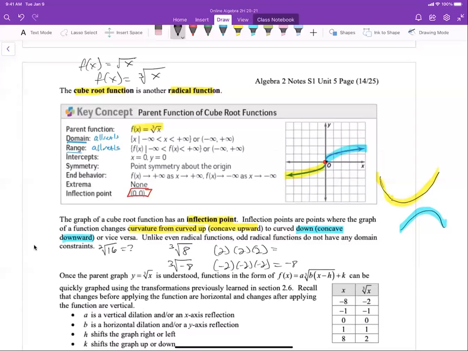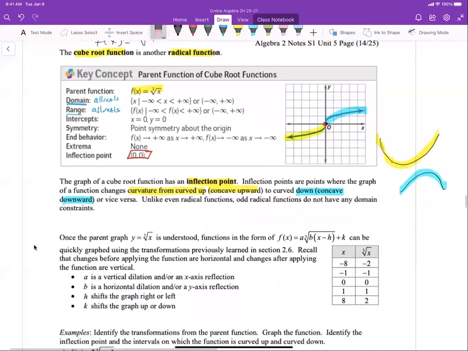It is an odd radical, so we do not have the constraint that we do when we have even radicals, of the value under the radical being above 0. It can be negative for an odd radical, so we don't have the domain constraints.